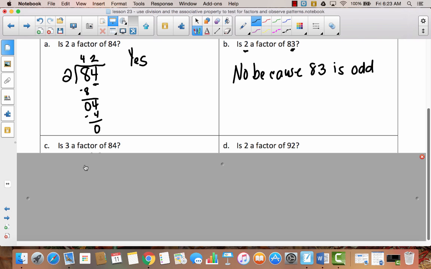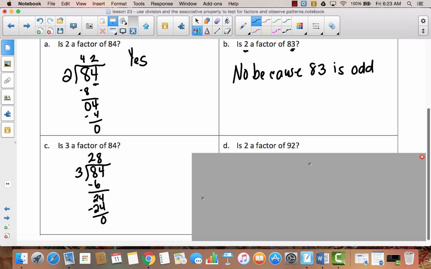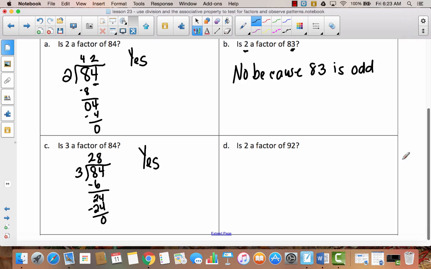Okay, so while I paused the video, I went ahead and solved this division problem. I wanted to see if there was a remainder when I took 84 and divided it by 3, and it ended up with 28 with no remainder. So is 3 a factor of 84? The answer is yes. I want you to take a look at D and see if you can answer this one all by yourself. See if you can use what you've learned to answer this one.